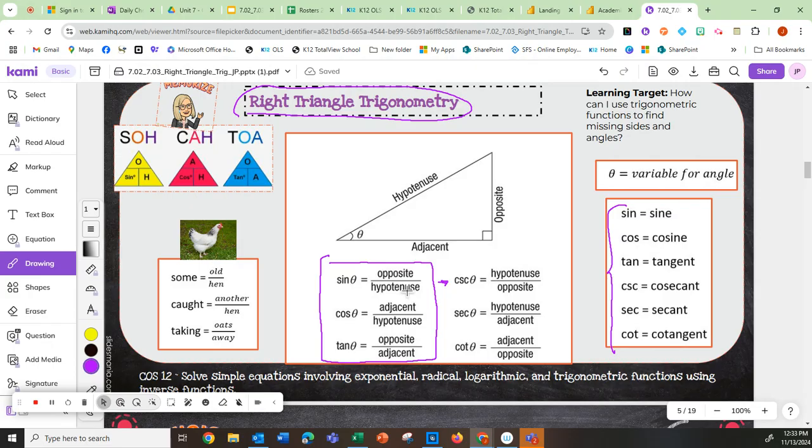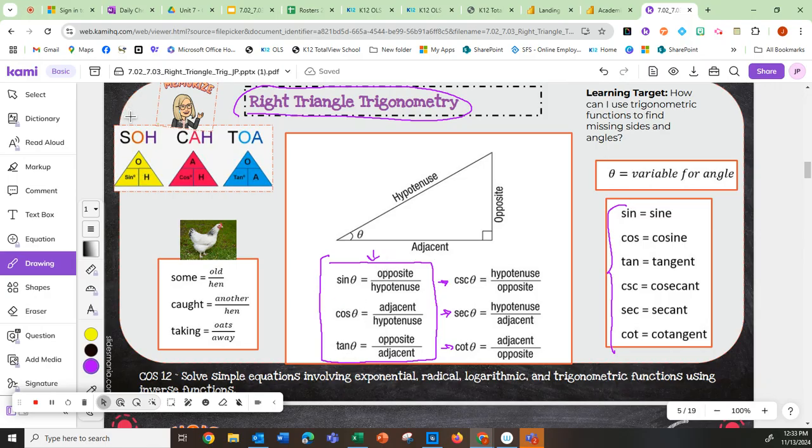Cosecant is just the inverse of sine. So instead of it being opposite over hypotenuse, cosecant is hypotenuse over opposite. Secant is the inverse of cosine, so you flip it over. Cotangent is the inverse of tangent. I always teach my students, or when I learned this, I memorized sine, cosine, and tangent. And then I memorized cosecant was the inverse of sine, secant was the inverse of cosine, cotangent was the inverse of tangent. So how do you memorize sine, cosine, and tan?